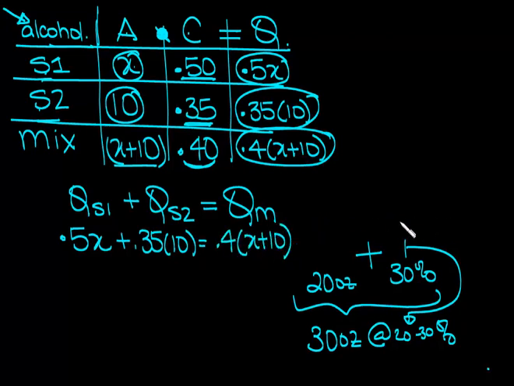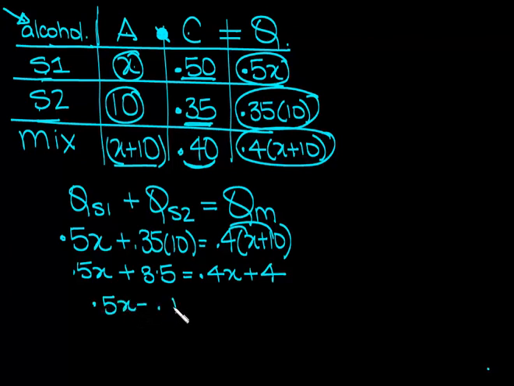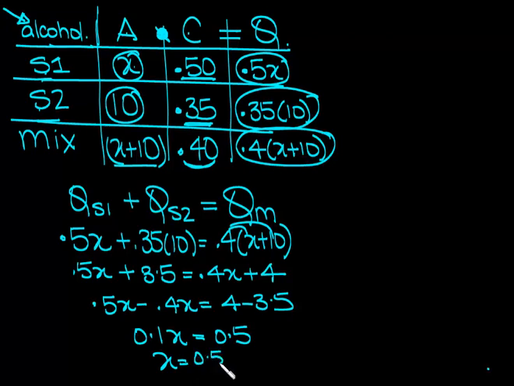Let me get rid of this. So there's my equation. It's already in one variable, so it's all set up for us. All we have to do is get rid of the parentheses. So we get 0.5x plus 3.5 is equal to 0.4x plus 4. I'm just distributing here. Move the x terms to one side: 0.5x minus 0.4x is equal to 4 minus 3.5. So I get 0.1x is equal to 0.5. Divide both sides by 0.1, so you get 0.5 divided by 0.1. That gives you 5 gallons.